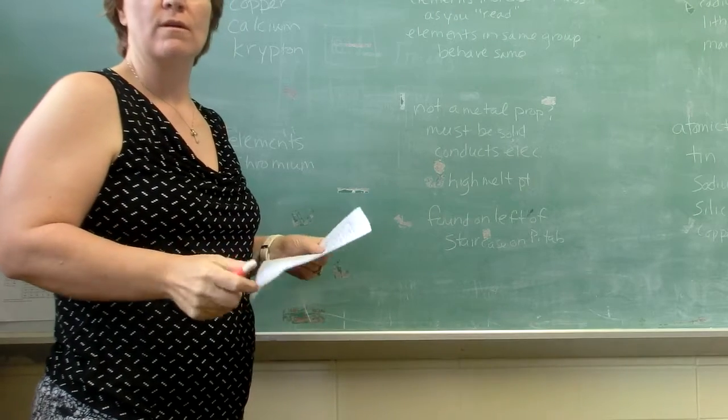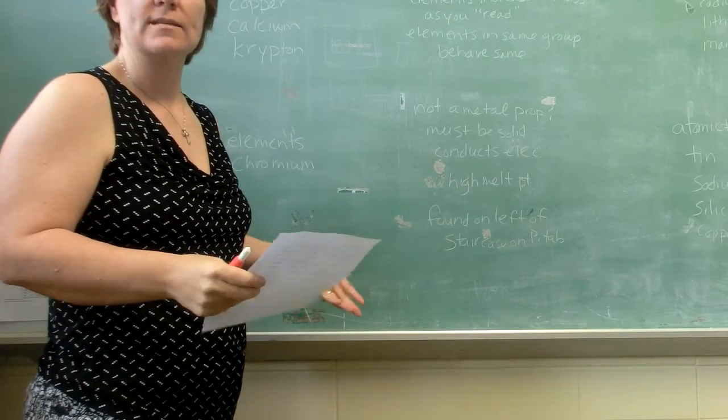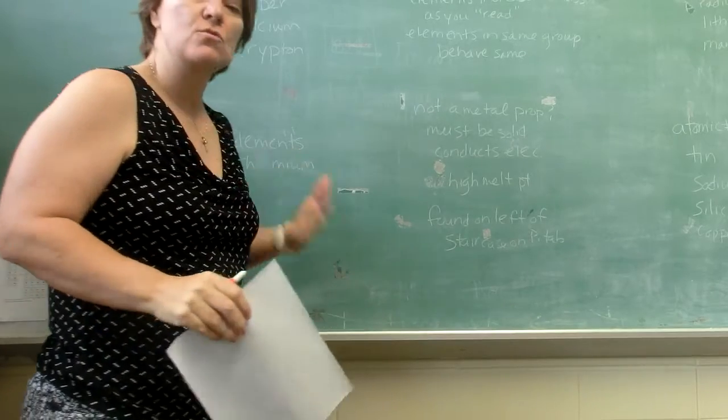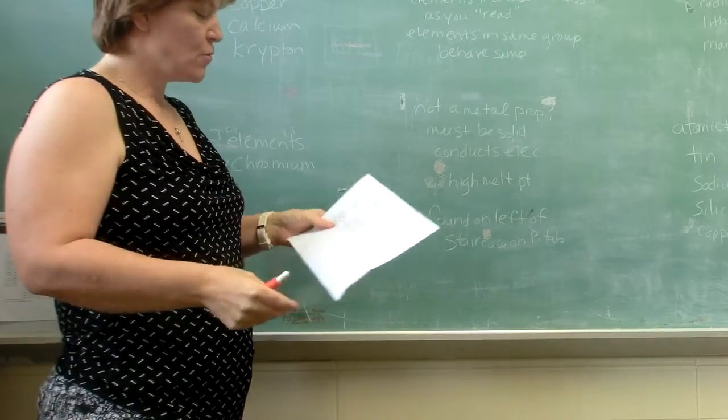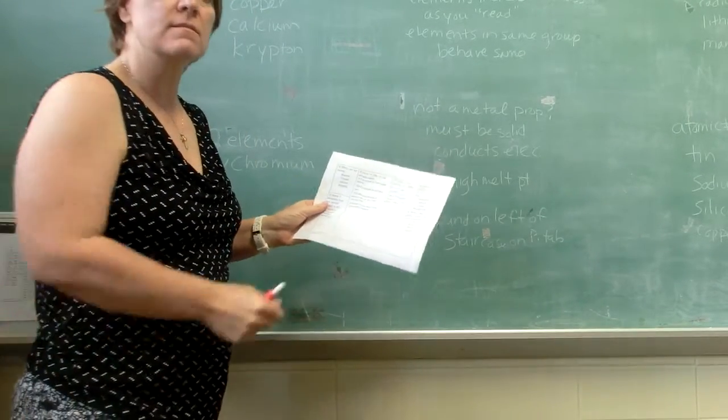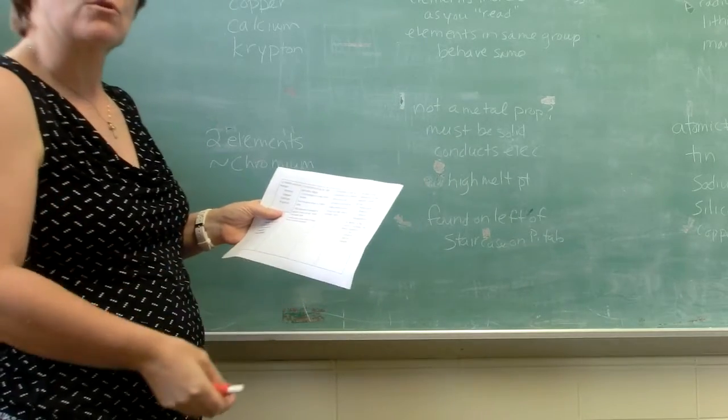Of chapter 4. I had some questions that we didn't quite get to at the end of Wednesday's lecture, so I just wanted to go through them. The first question was, which are not metals? Arsenic, copper, calcium, or krypton?